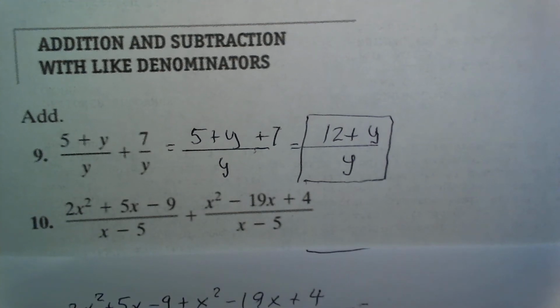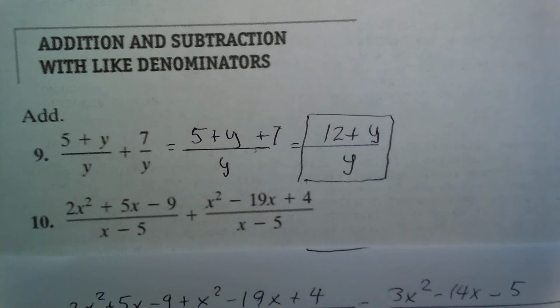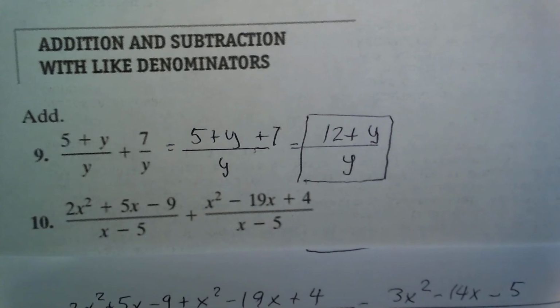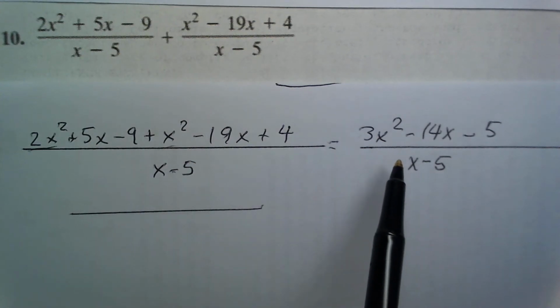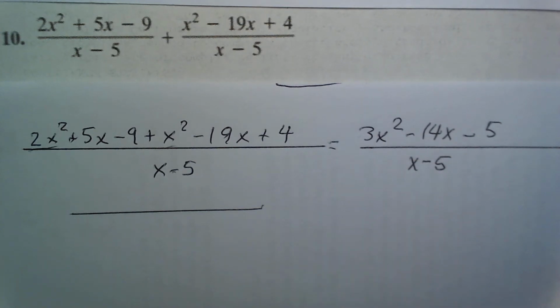And so when we combine the like terms in the numerator, we get the following. 2x squared and x squared is 3x squared. And 5x minus 19x is minus 14x. And minus 9 plus 4 is minus 5, divided by x minus 5. What we've done here is we added the two polynomials in the numerator, and we got 3x squared minus 14x minus 5 divided by x minus 5.